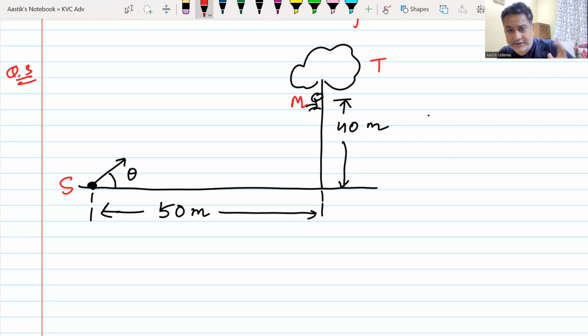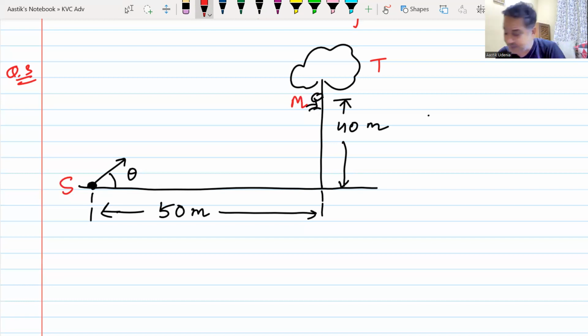There are two or three different ways in which it is asked. I will ask in all the possible ways. First, I'll ask in one way. At what angle should I hold my gun, or should the shooter hold his gun, so that even if the monkey falls, the bullet hits the monkey?